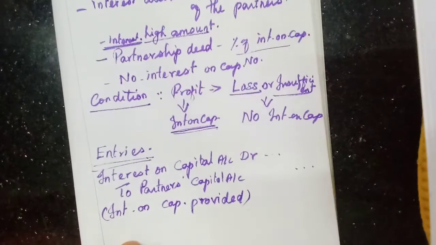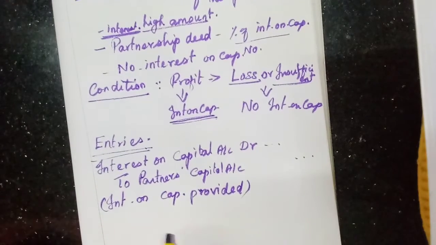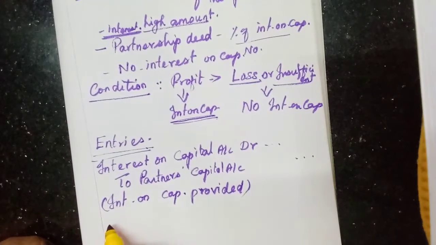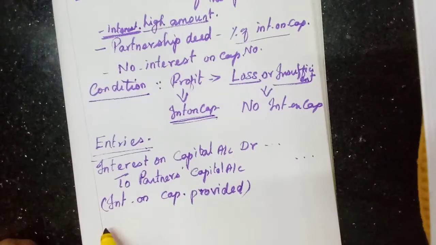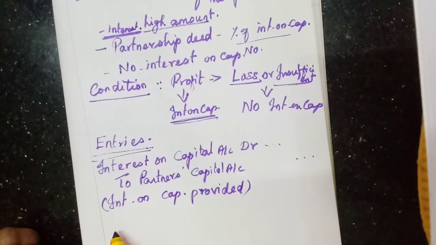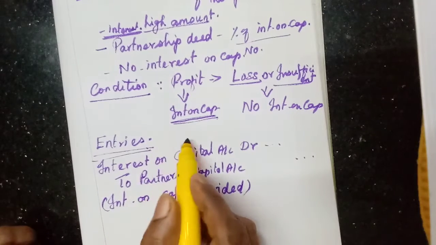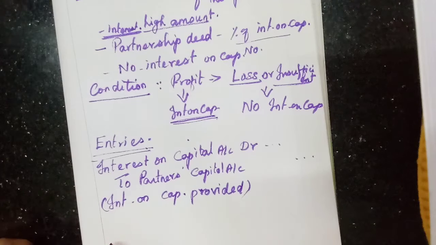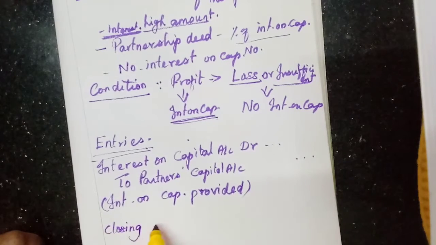Now the transfer entry, that is, adjusting this for closing the interest on capital. That is the adjusting entry and transfer entry, isn't it? That is what we studied there. Here we are providing interest on capital and then closing the interest on capital account. The next entry is closing the interest on capital account.